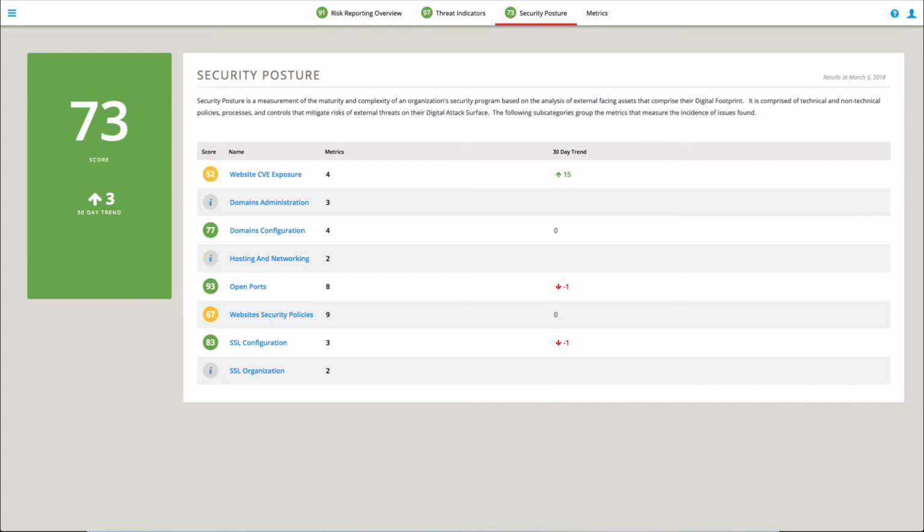Security posture is the measurement of the maturity and complexity of an organization's security program based on the analysis of externally facing assets that comprise their digital footprint. It is comprised of technical and non-technical policies and best practices, processes, and controls that mitigate risk of external threats on your digital attack surface. These can be vulnerabilities in frameworks, operating systems, open ports, expired SSL certificates, or out-of-date algorithms in use.